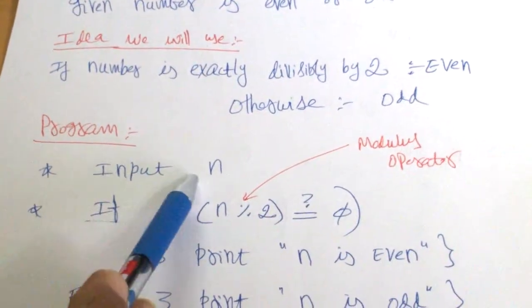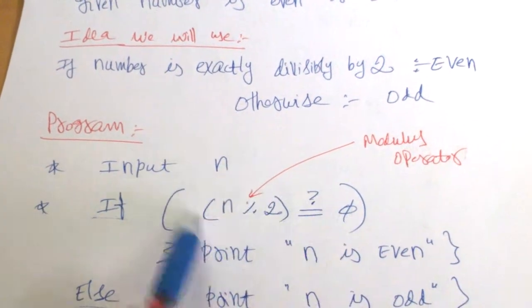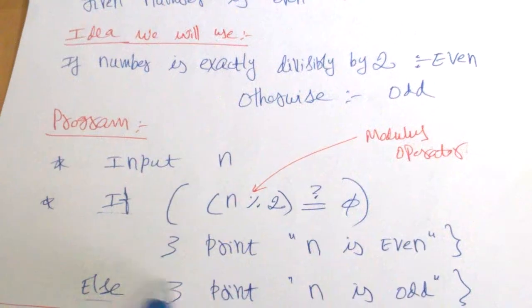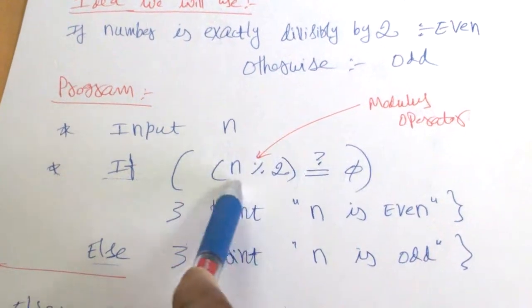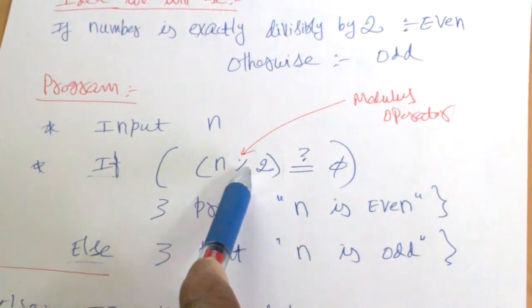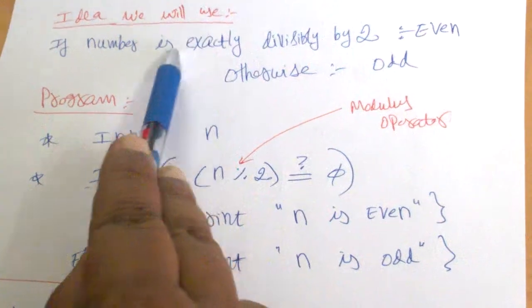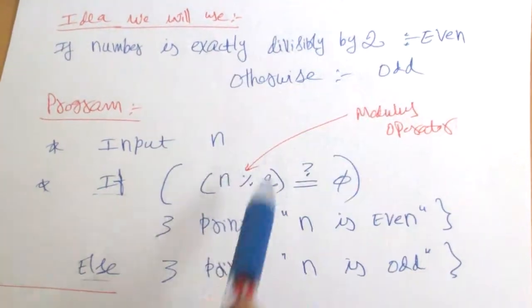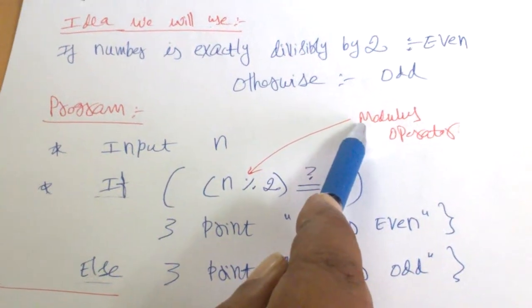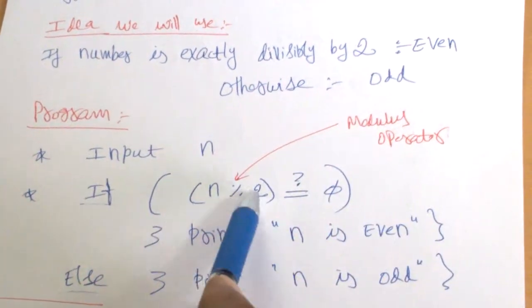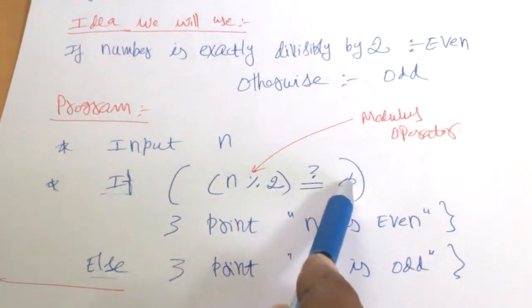The program is: input n. Then if some condition, print n is even, else print n is odd. It's very simple. The condition has got to check whether the number leaves a remainder when divided by 2 or is exactly divisible. So that's what is happening here: n % 2. This is what is called the modulus operator. It will extract the remainder and give it to us, so that we are comparing it with 0.